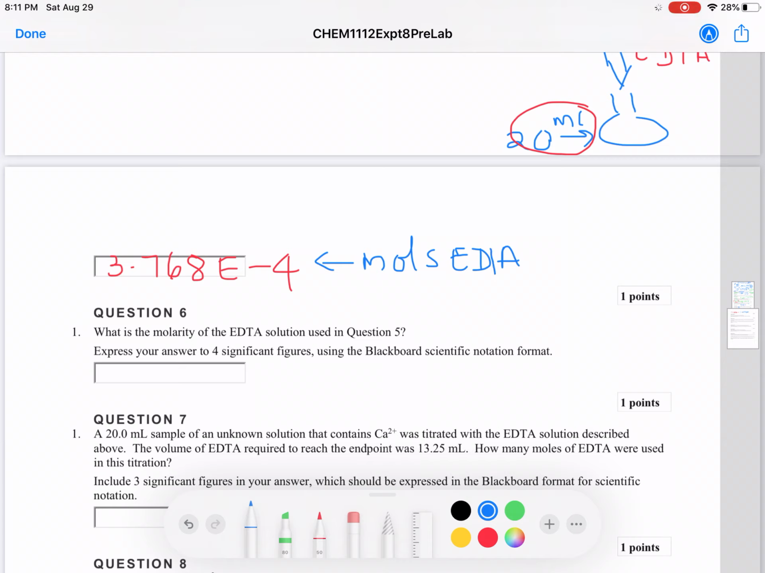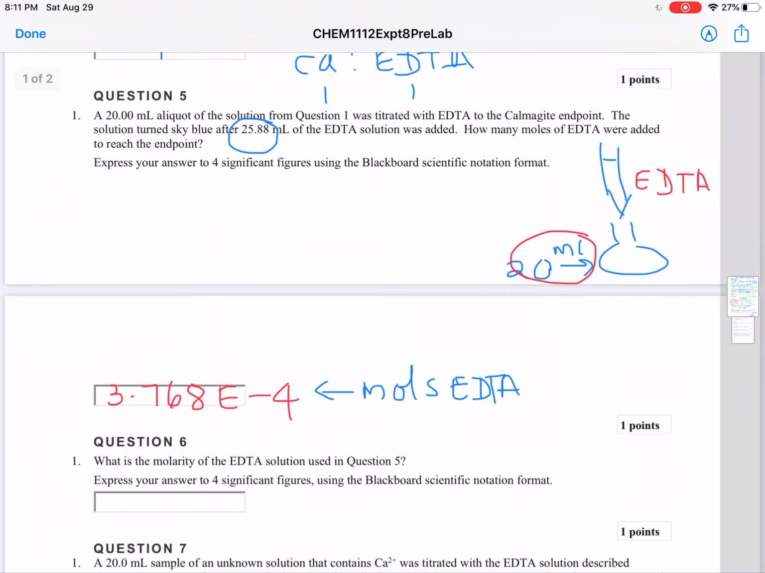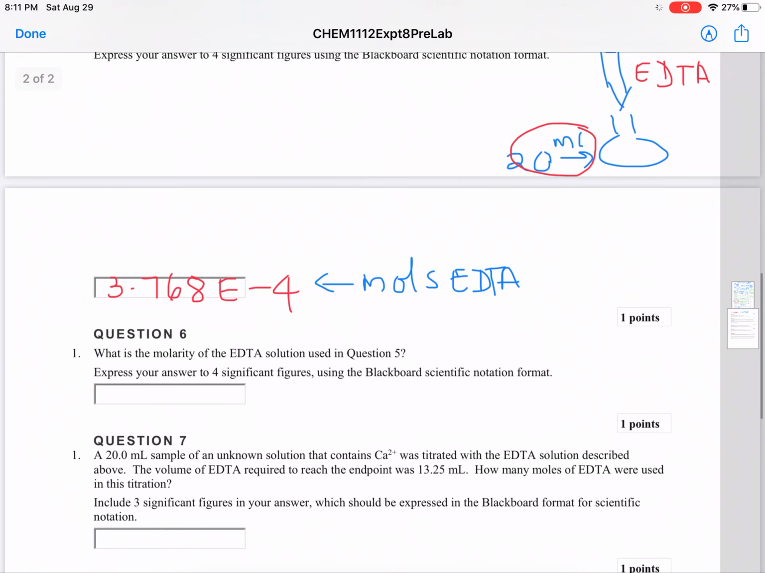To find out the molarity, what do we need? We need the moles and the volume. Do we know the volume of EDTA? Yes, 25.88 milliliters. So can we find out the molarity? I believe you can, right?